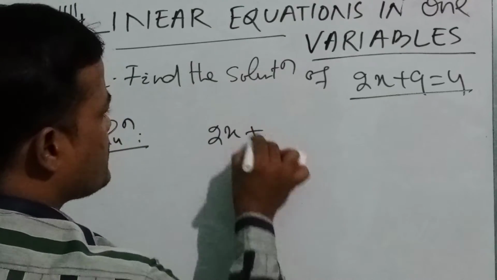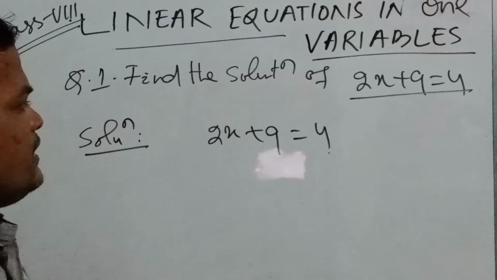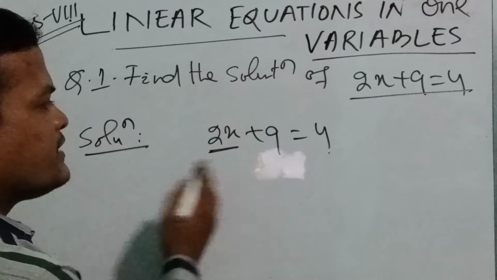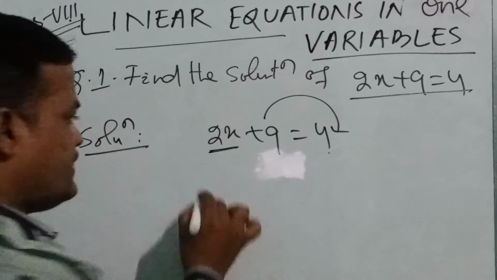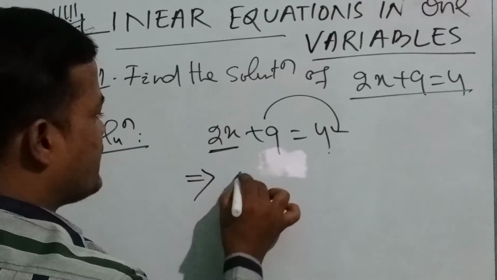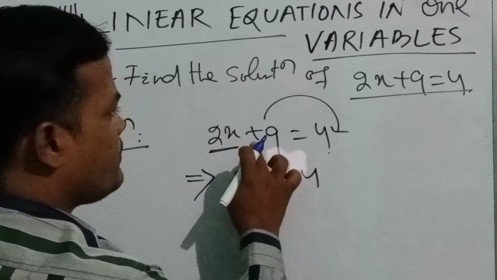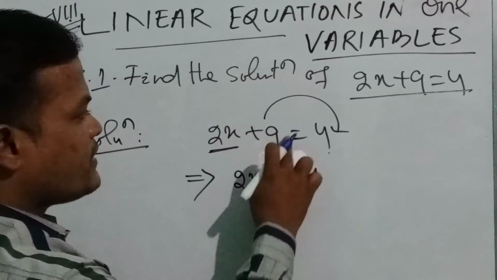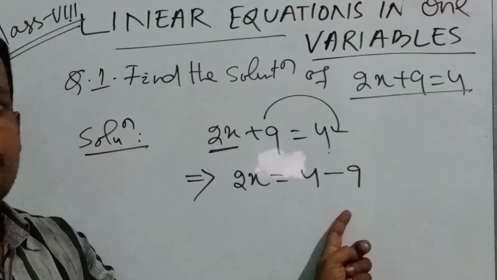2x plus 9 equal to 4. Remember the rule that I have said: keep the unknown quantity on the left side, take the known quantity to the right side. That implies you can write 2x equal to 4. Here plus 9 is there, so on that side it will be minus 9.